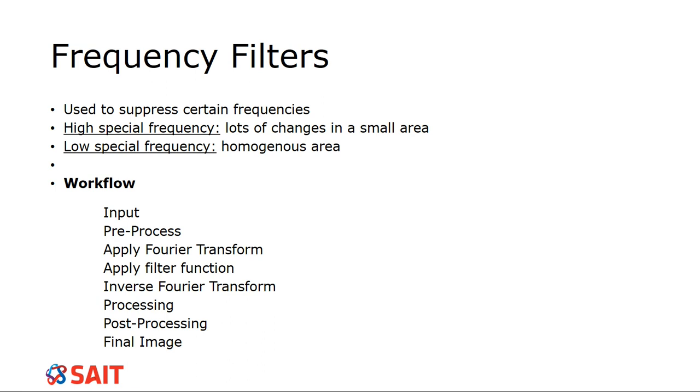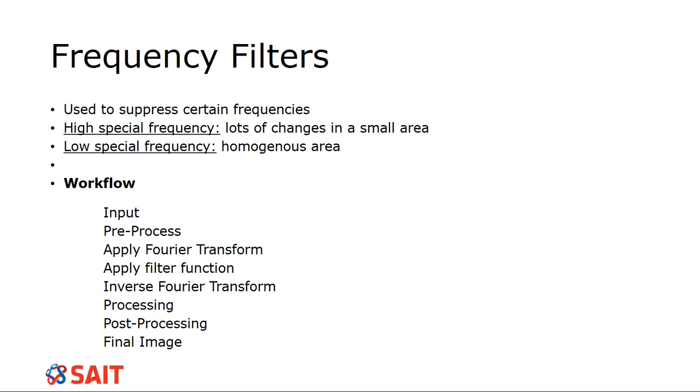Low spatial frequencies are homogeneous areas like crops. So if we're trying to emphasize the high frequencies in a homogeneous area, then we want to suppress the low frequencies. So the workflow that we have: input preprocessing, then we apply a Fourier transform to the preprocessed image. Then we apply a filter function to the Fourier transformed image, and then we inverse it back, so it goes back in the spatial domain. Then we process it, then we post-process it, and then we get a final image.